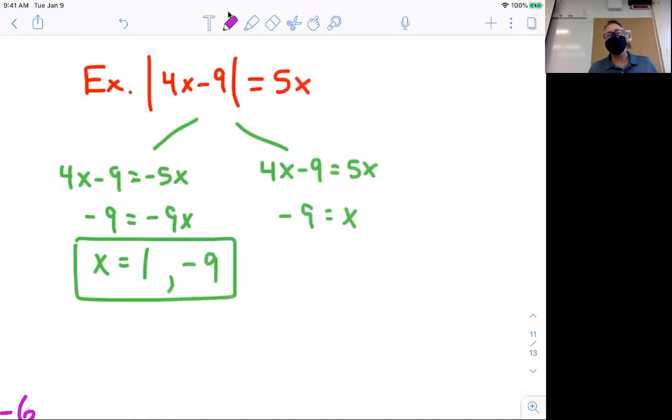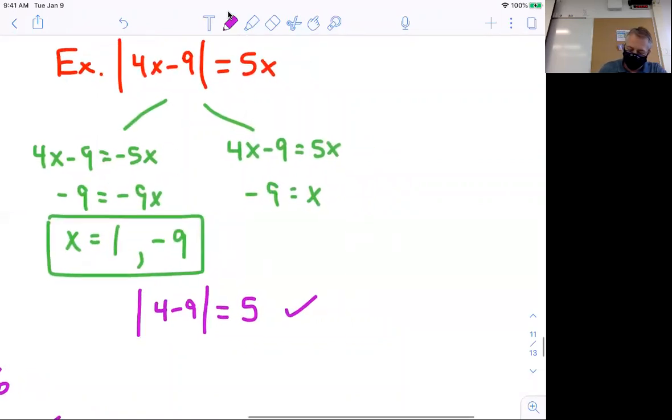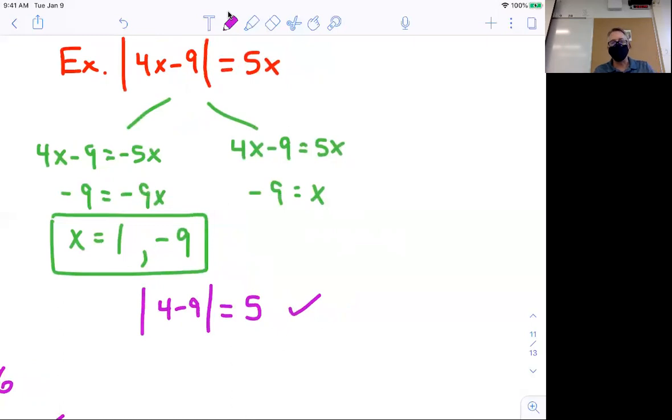So when we plug them back in, hopefully they do work. We're plugging 1 in for both x's now. So I get the absolute value of 4 minus 9 is equal to 5 times 1. That is a true statement, because 4 minus 9 is -5. The absolute value is +5, so that works.